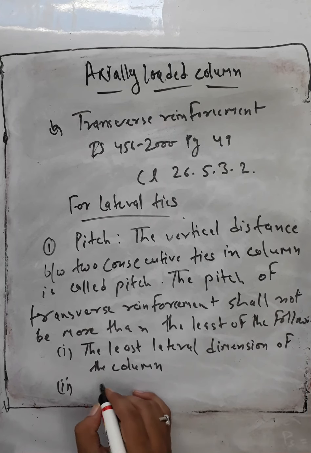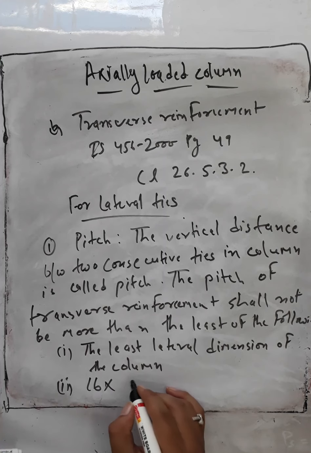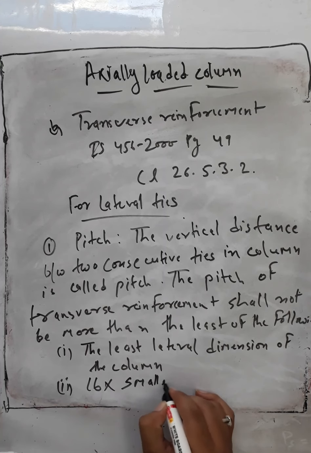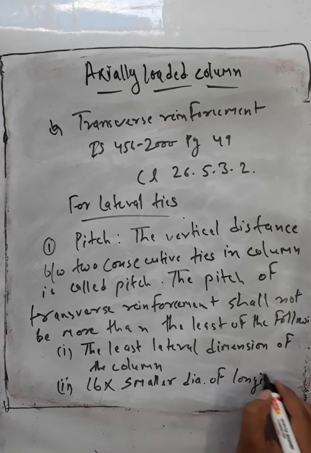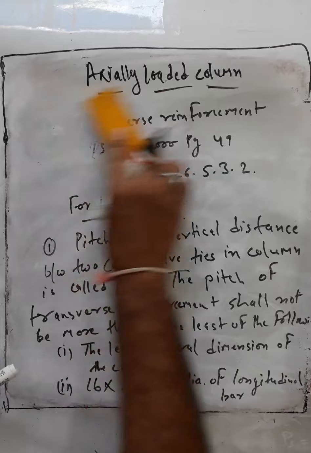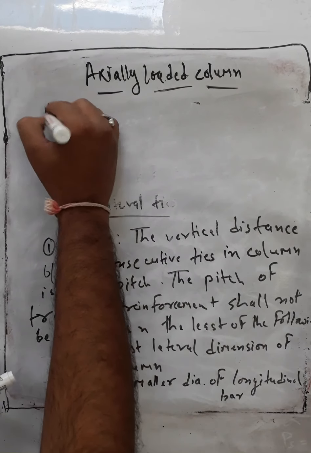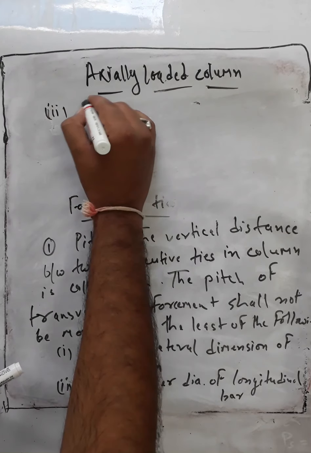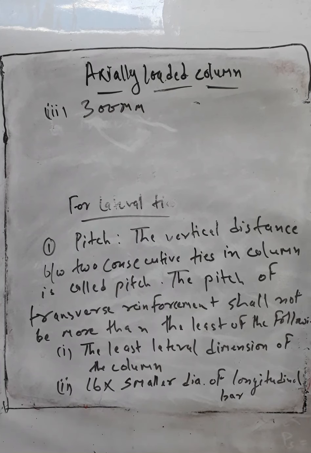Second, 16 into smaller diameter of the longitudinal bar. And last, third is 300 mm. Okay, so for pitch, first we see the definition.